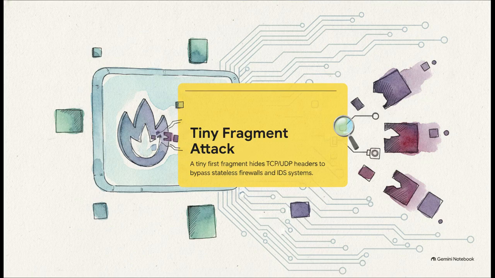Another major evasion technique you need to watch for is the tiny fragment attack. Attackers exploit how IPv6 fragmentation works by crafting a maliciously tiny first fragment. It's so small that the actual TCP or UDP headers get pushed into the subsequent fragments. So your stateless firewall or intrusion detection system sees this harmless-looking first fragment and just allows the whole flow through without ever actually inspecting those hidden malicious headers.